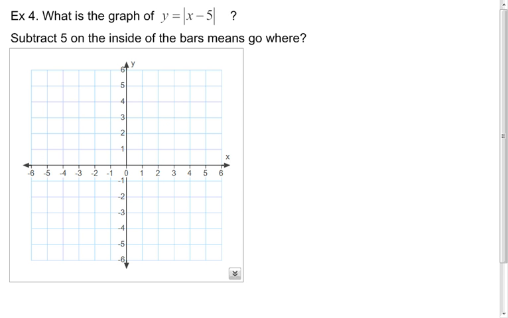Next one. This one, we're subtracting 5, but we're doing it inside the bars. Subtracting 5 on the inside of the bars means do what? Well, if you go back to your notes, subtracting on the inside means you're going to go to the right. So, I'm going to start at the origin. I'm going to go to the right 5 places, and then I'm going to draw my V shape. Just like that.